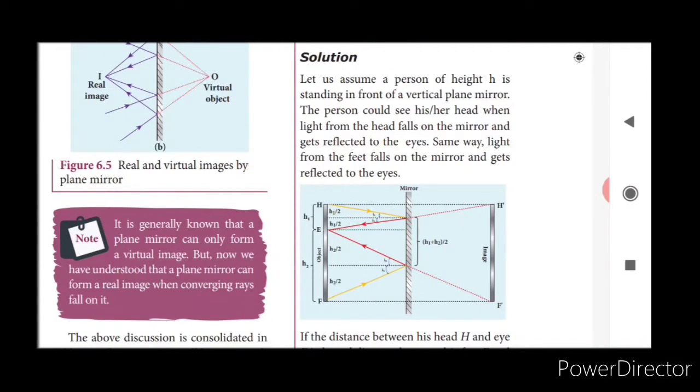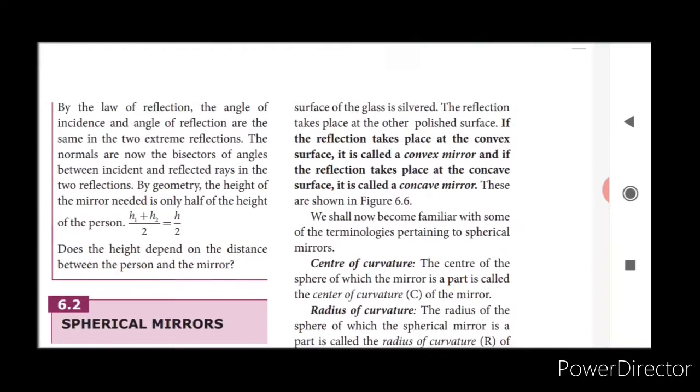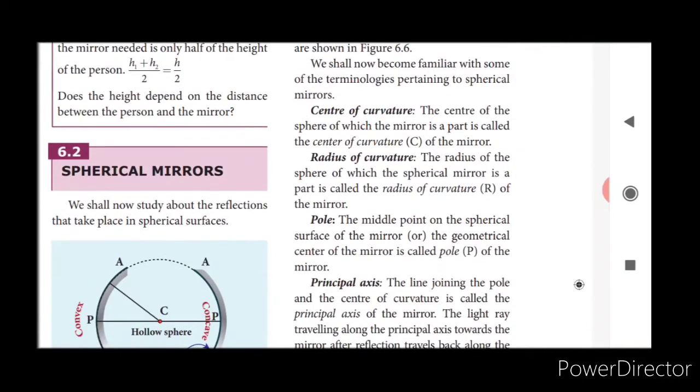Note: it is generally known that the plane mirror can only form a virtual image. But now we have to understand that the plane mirror can form a real image when converging rays fall on it. So what is meant by spherical mirror?